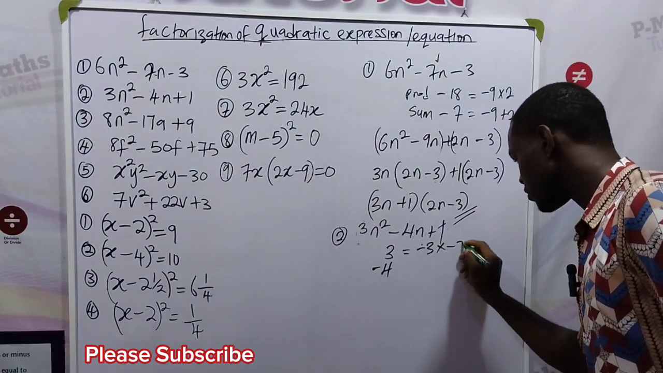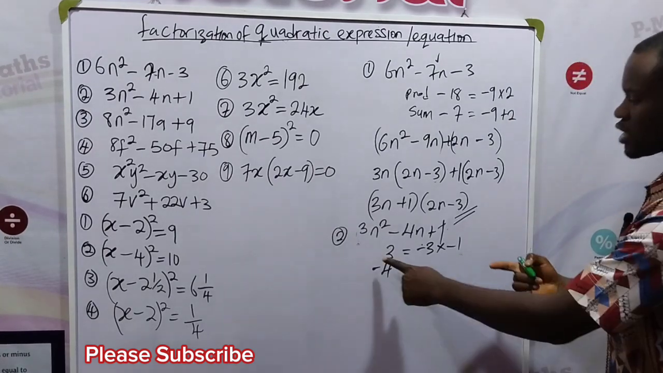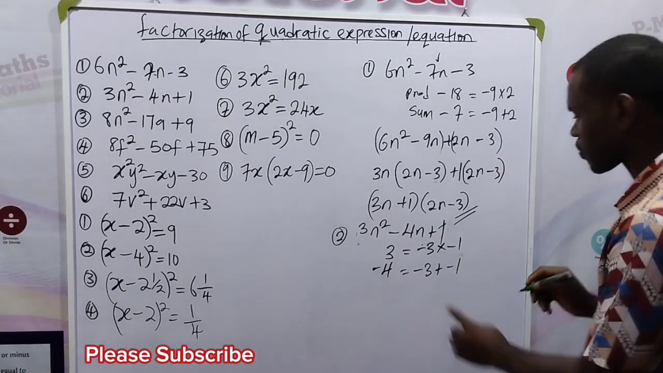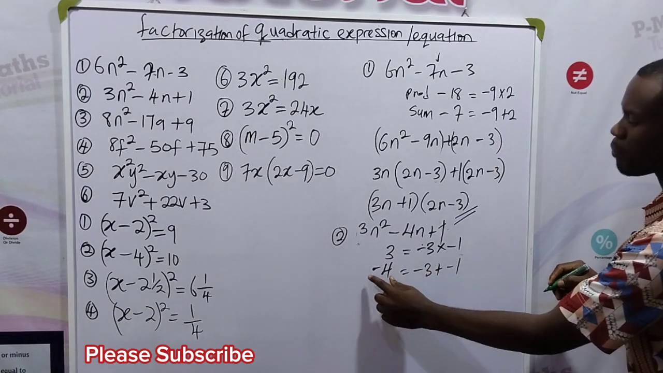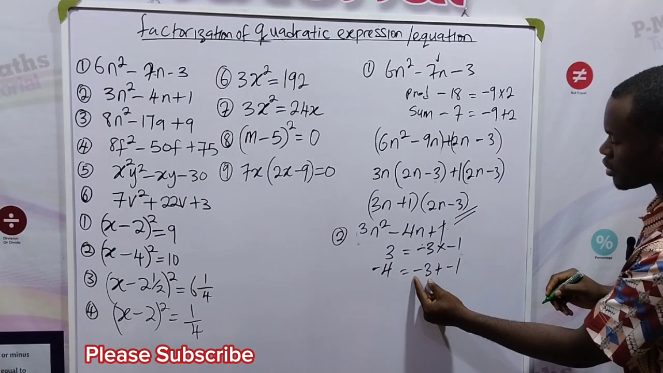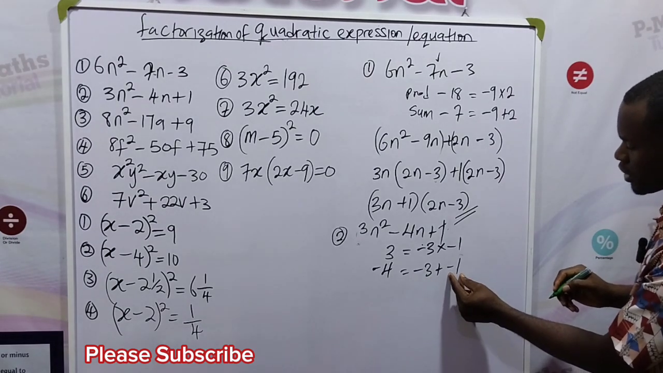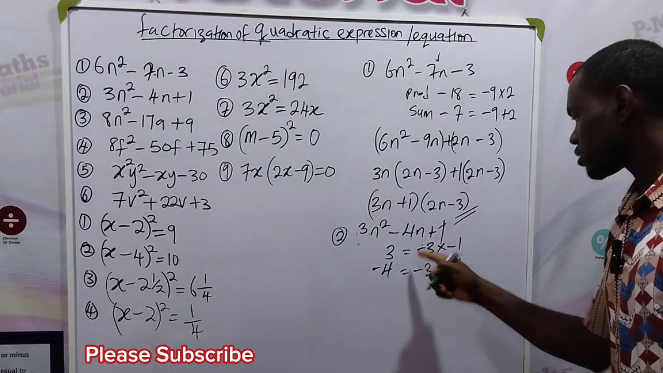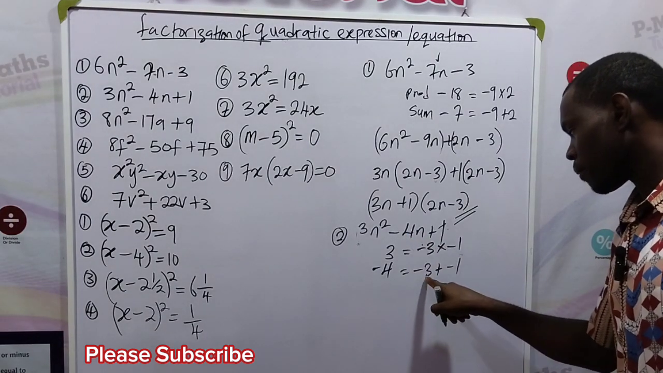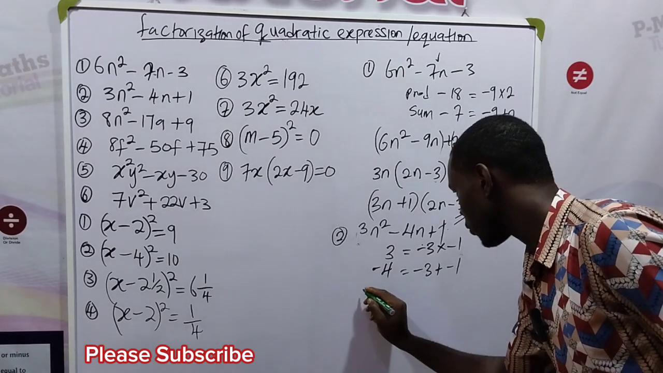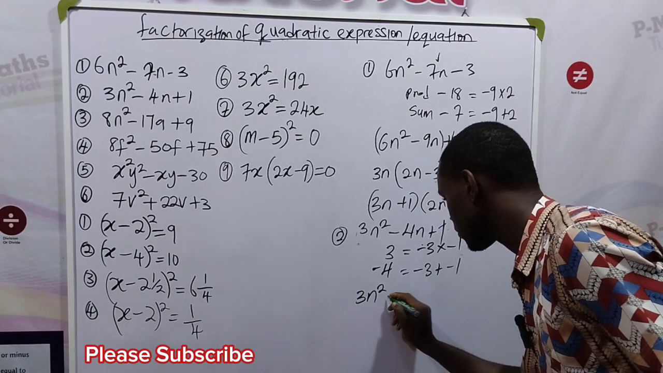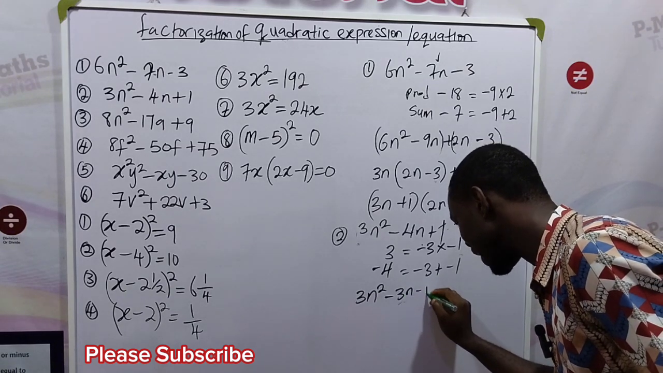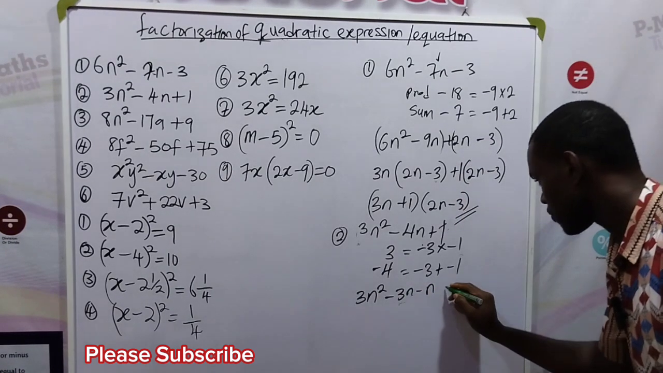Negative 3 times negative 1, what will it give you? It will give you a positive 3. Now, when you say minus 3 plus minus 1, that will give you minus 4, right? You are owing somebody 3 items, owing another person 1 item. You are owing 4 items altogether. So what we do now is to replace minus 4n with what? Minus 3n and minus 1n. So we are going to be having 3n squared minus 3n minus 1n. You write it as n, right?